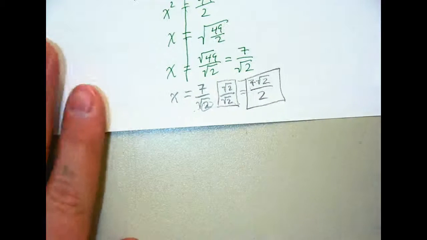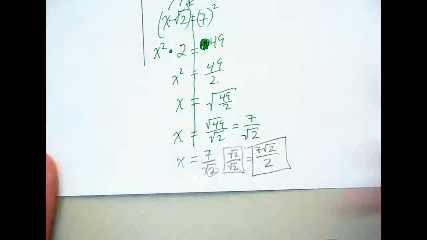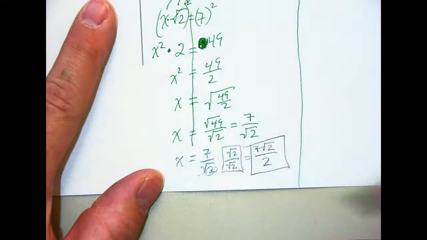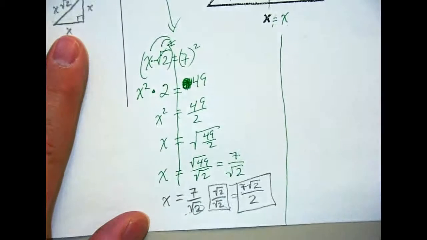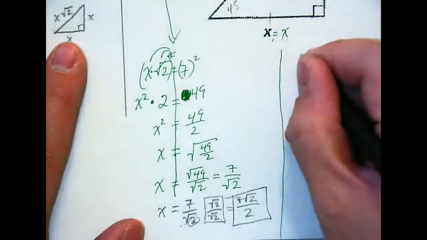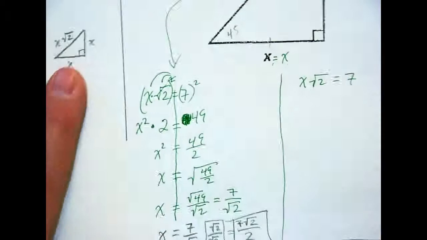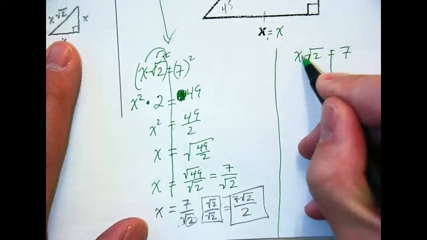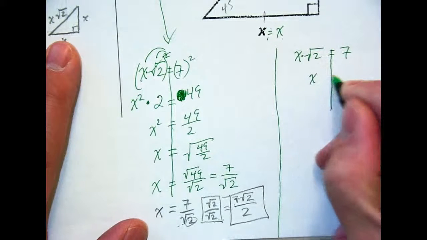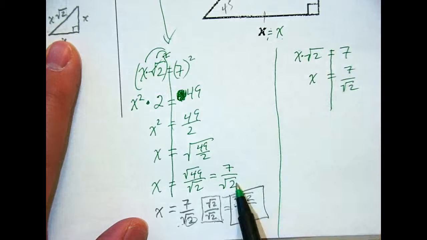Now I will tell you, I would not have started by squaring it. Nope. Okay? I would have started this problem with x root 2 equaling 7. Okay, that's what we had here. I would have started by dividing by root 2 to get x by itself. That ends up giving 7 over root 2. Now that brings you right to here.